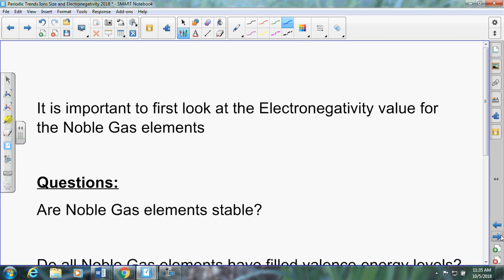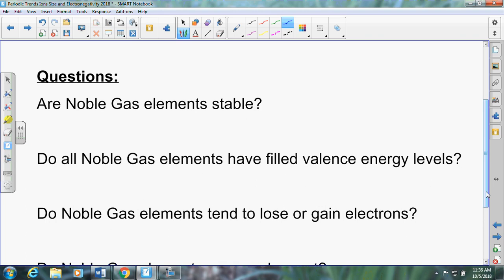We need to look at the electronegativity values of the noble gases. We know that the noble gases are considered stable. So my first question is, are noble gas elements stable? And the answer is yes. There's a whole lot of math and theory as to why, but we have to agree they're stable. Do all noble gas elements have filled energy levels? That answer is yes. That's why they are all grouped together. They have a filled valence energy level. That makes them stable.